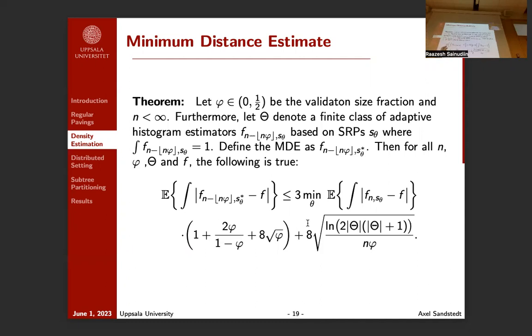We get an upper bound on the expected distance from it to the underlying density f, which can be whatever density. And it is upper bounded by 3 times the minimum expected distance in our class of estimators. And then there's some extra stuff.